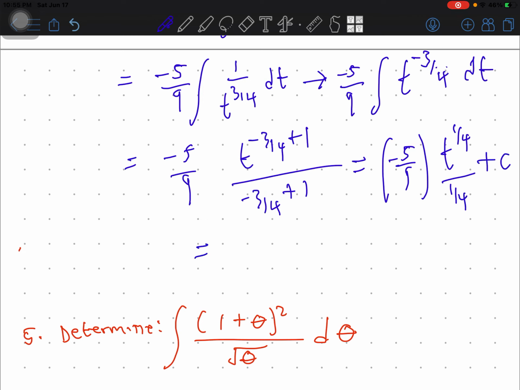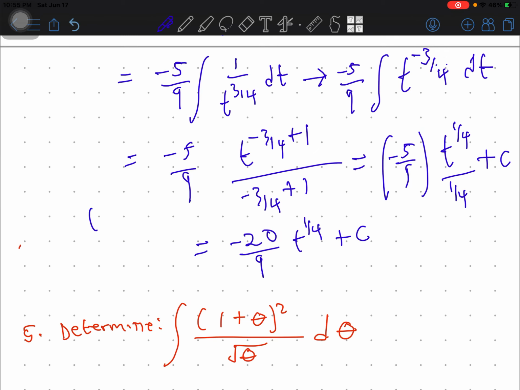And then finally you can get your answer to be -20 over 9, and then you are going to get t power 1 over 4 and then plus c, of which t power 1 over 4 is the same as the fourth root of t, and therefore we can replace it that way, which is -20 over 9, the fourth root of t, and then plus c. So this is your final answer.